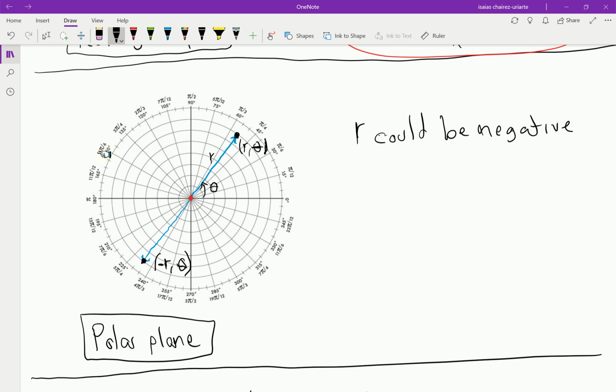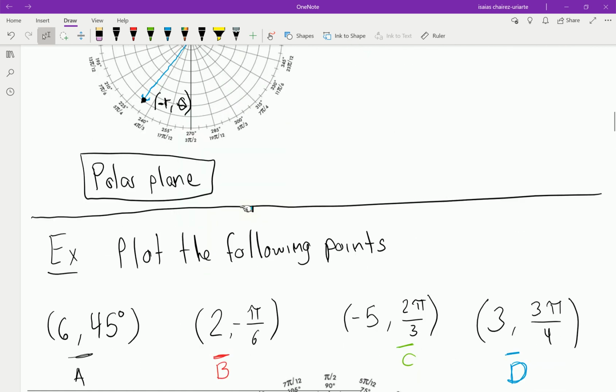All right, so again, in order to plot a polar point, you first go the length of the radius on the polar axis, and then you go whichever angle is being told. If it's a positive angle, you go counterclockwise. If it's a negative angle, you go clockwise. Okay, so let's move on.